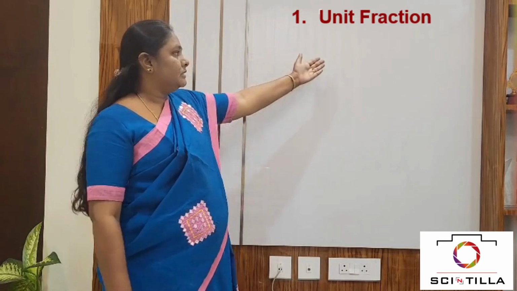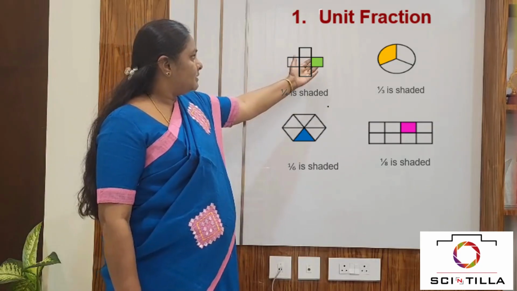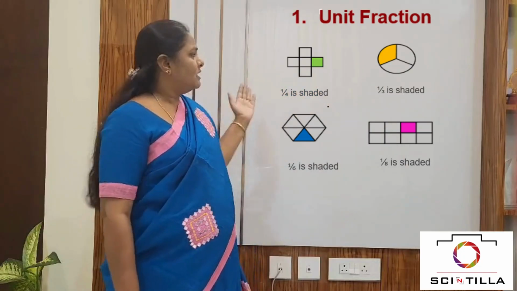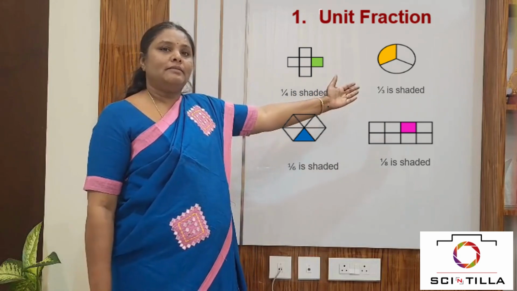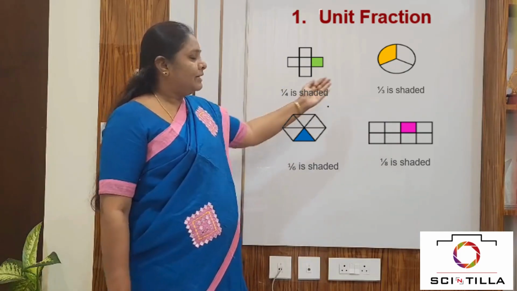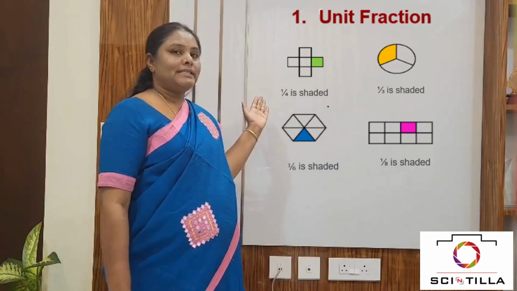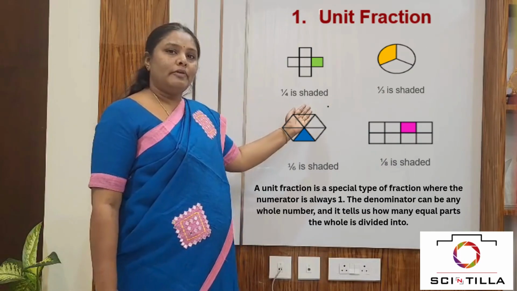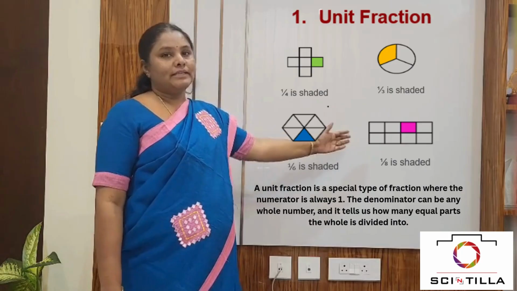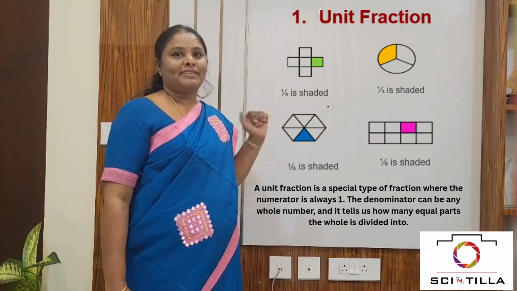Okay, first let us learn the unit fraction. Look at the given figures. Can you see the shaded parts? It is 1/4, 1/3, 1/8 and 1/12. What is the common thing here? All the numerators have 1 and the denominators are different. A fraction or a group of fractions whose numerator is 1, we call such fractions unit fractions. Am I clear?